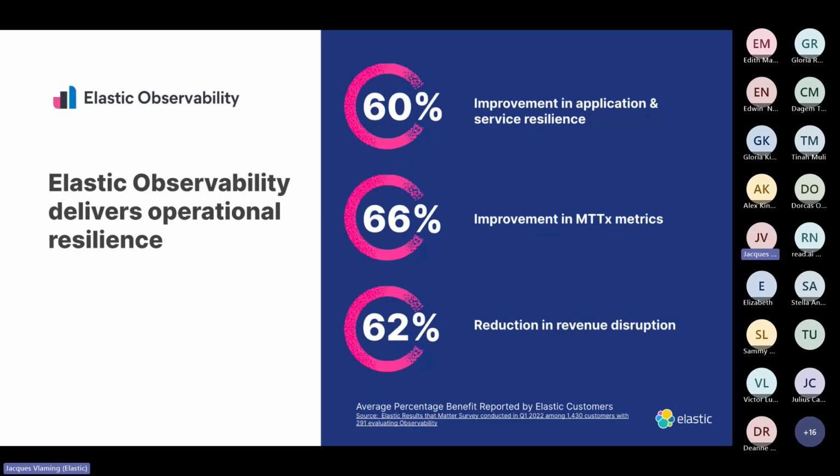So some statistics around Elastic observability. Improvement in application and service resilience. Big improvement in mean time to detect and to respond at all parts of that technical architecture, not in just one dimension, but in a full 360-degree view of this complex system. And there's a big reduction in revenue disruption due to those outages. So we're able to bring the impact of those outages down, which of course has a positive impact to the organization.